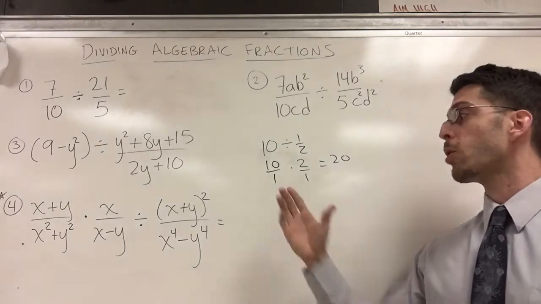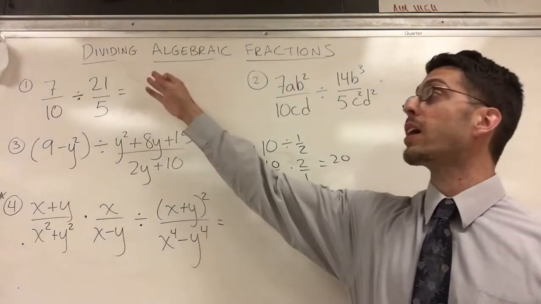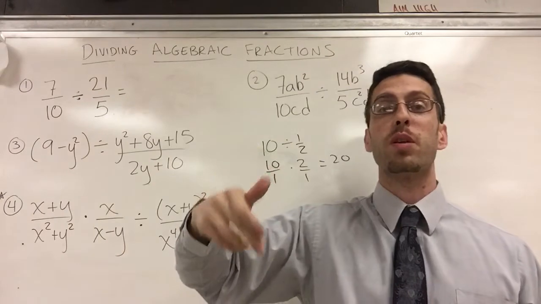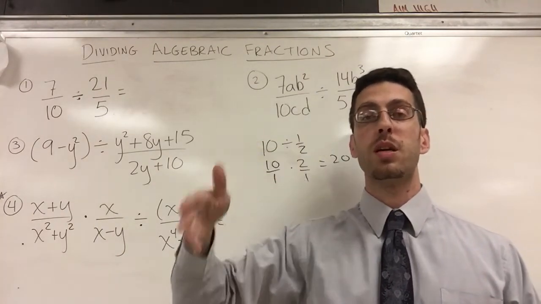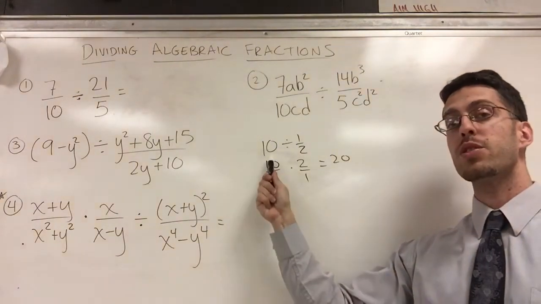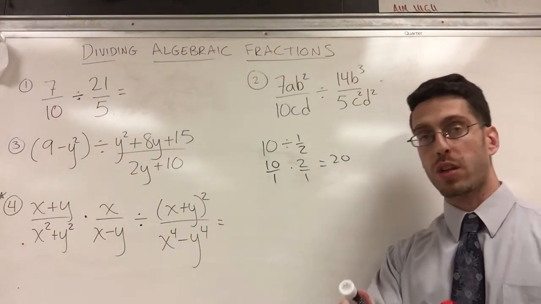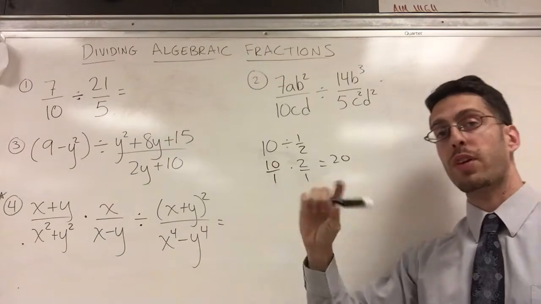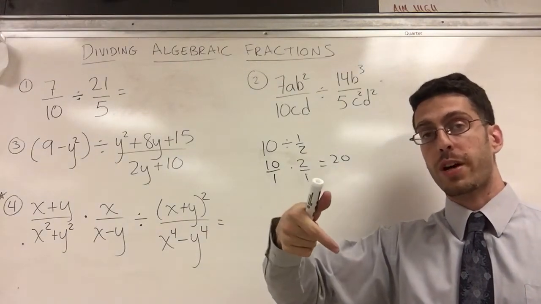Alright, so what's my point? My point is the rule for dividing fractions is actually to turn it into multiplication by remembering keep, change, flip, or I say stay, change, flip. First fraction stays, the division changes to multiplication, and then we flip or find the reciprocal of that second fraction.